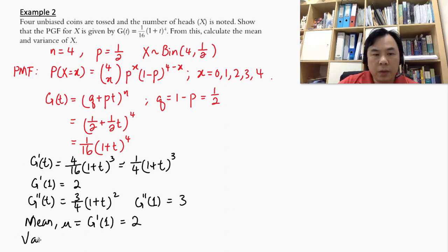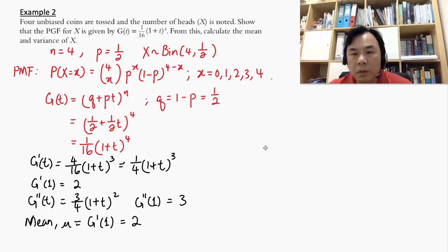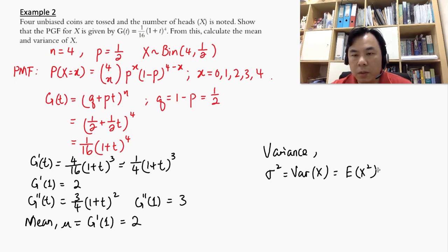Secondly, the variance. I think I'll write it down over the other side there. The variance itself is given by this. Now, just to recap the formula one more time, it is actually given by this, and at the same time, it's also given in terms of the second derivative.